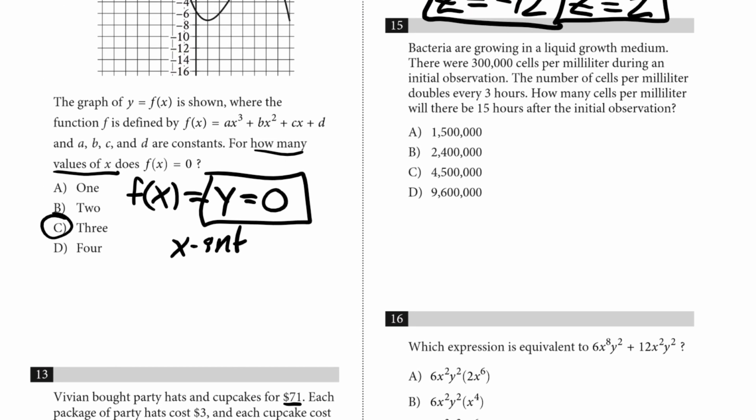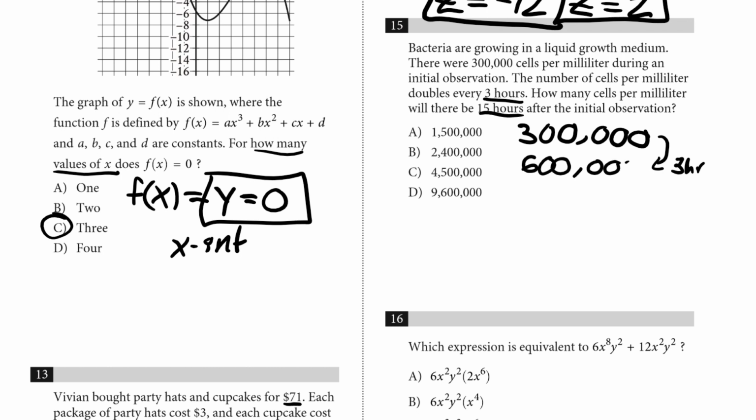So we know that we're starting off with 300,000. And every 3 hours, this amount doubles. So we're going to keep on doubling it until we get to 15 hours. So at the 3-hour mark, we would have doubled one time, which would be 600,000. At the 6-hour mark, we would have doubled again. That would be 1.2 million.